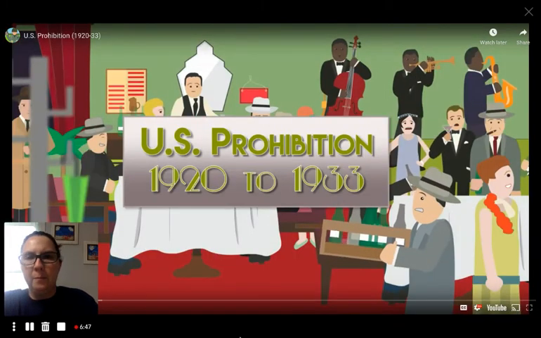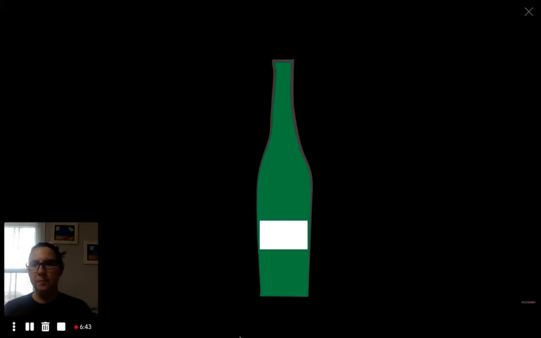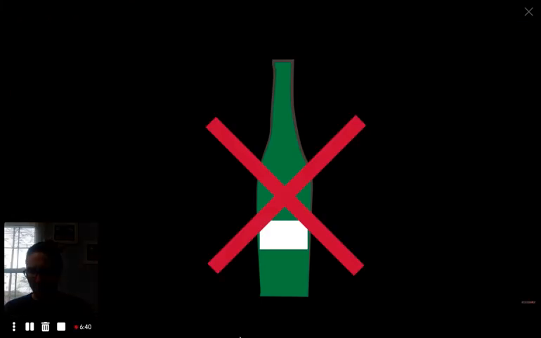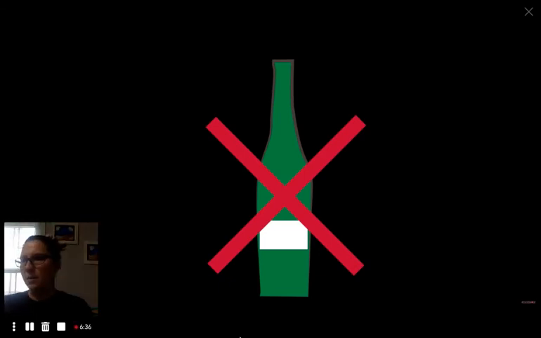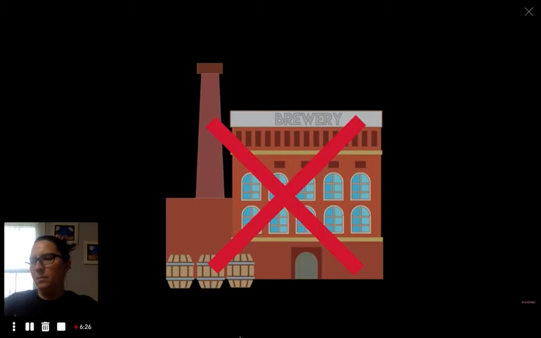U.S. Prohibition, 1920 to 1933. The growing temperance movement in the 19th century and the Anti-Saloon League had argued that drinking alcohol was damaging American society by destroying families and creating corruption. During the First World War, as America entered the conflict in 1917, Woodrow Wilson put a temporary end to the manufacture of alcohol to save grain for the war effort.